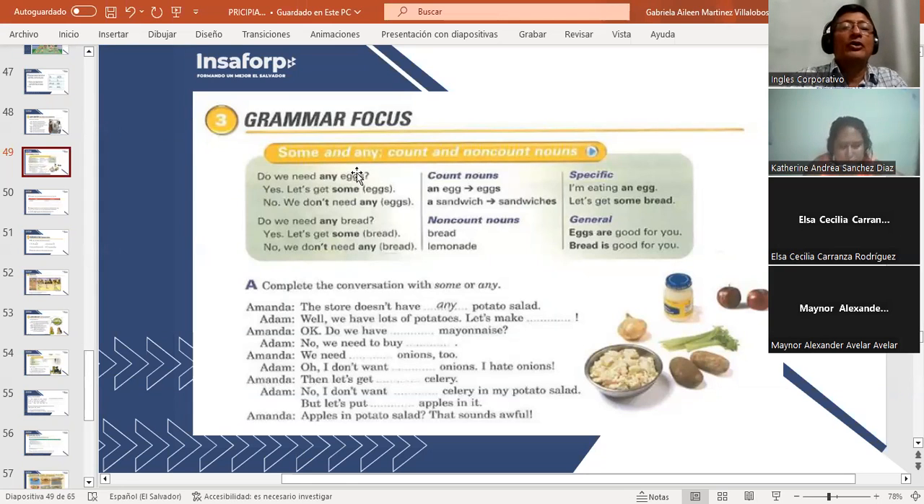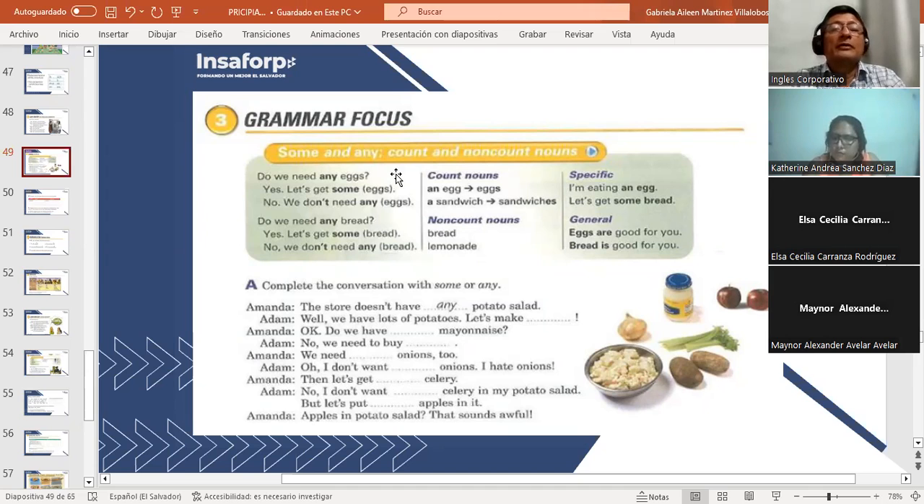Veamos el ejemplo. Do we need any eggs? Do we need any onions? Any carrots? Do we need any cheese? Any milk? Para preguntas, okay? And negative answers. No, we don't need any. Any milk? Any cheese? Any rice? Any beans? Any peppers. Ahí lo vamos a usar para contables y no contables, ¿ok?